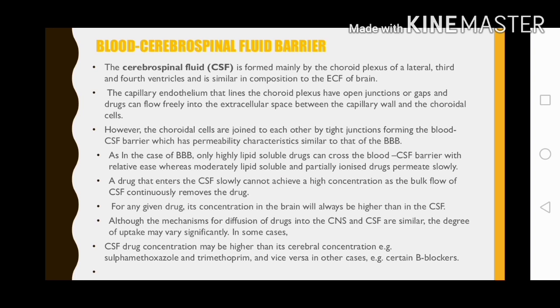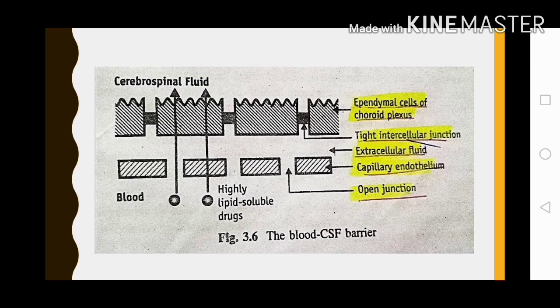Then we come to the blood cerebrospinal fluid barrier. The blood cerebrospinal fluid barrier is formed mainly by the choroid plexus of the lateral, third and fourth ventricles, and is similar in composition to the extracellular fluid of the brain. The capillary endothelium that lines the choroid plexus has open junctions or gaps, and the drug can freely flow into the extracellular space between the capillary walls and the choroidal cells. However, the choroidal cells are joined to each other by tight junctions, forming the blood cerebrospinal barrier, which has permeability characteristics similar to those of the blood-brain barrier.